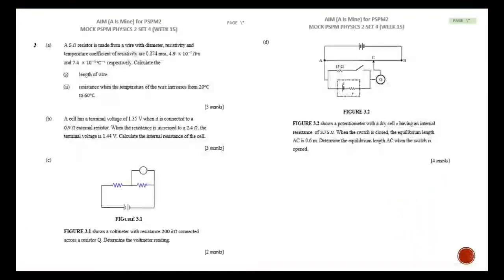Question 3 from chapter 3. This chapter contributes the highest mark allocation for the PSPM questions. The total marks are 12. So now let's discuss how to answer these questions.